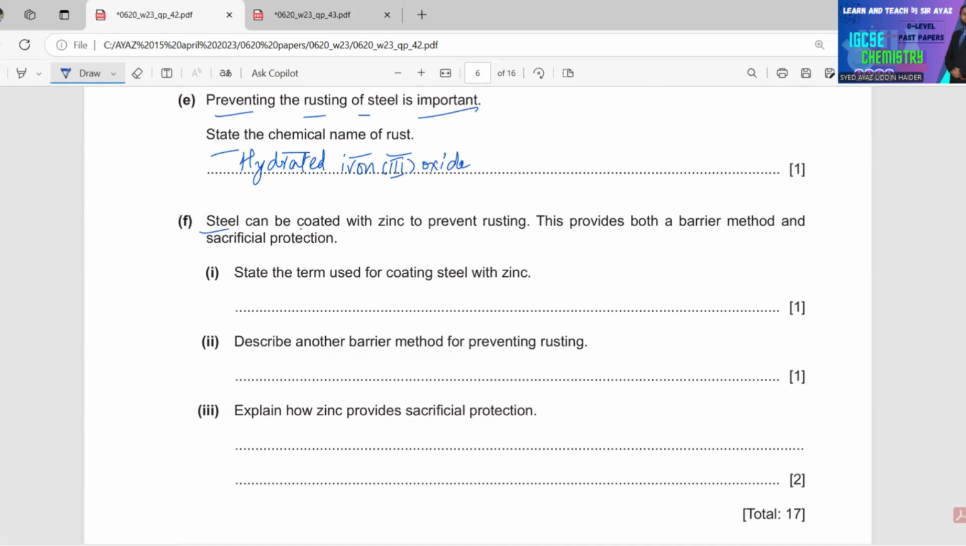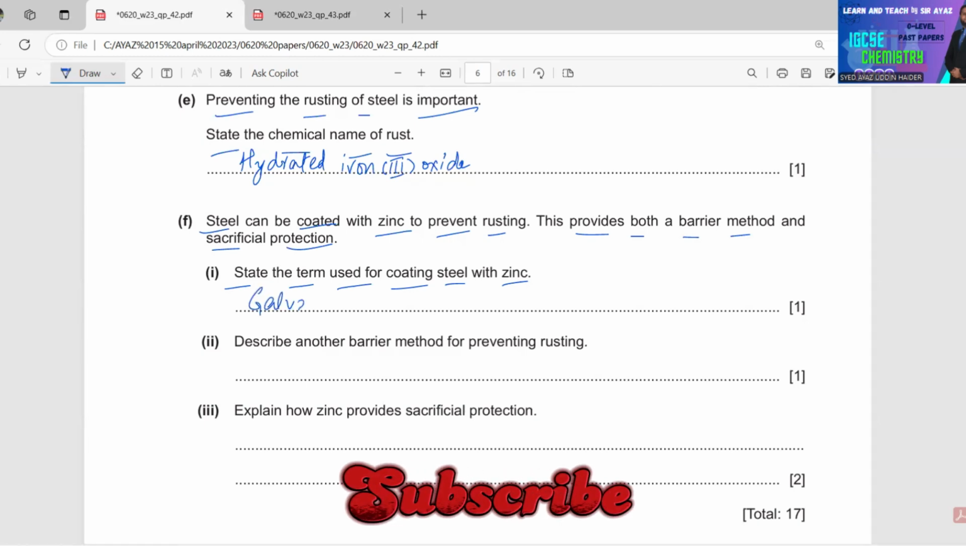F. Steel can be coated with zinc to prevent rusting. This provides both a barrier method and sacrificial protection. Number 1, state the term used for coating steel with zinc. There's a special term used when you're coating something with zinc. You call it galvanizing. So I will write galvanizing.